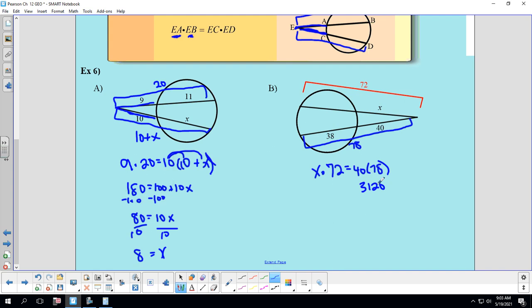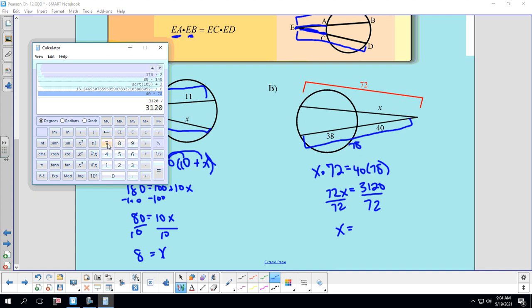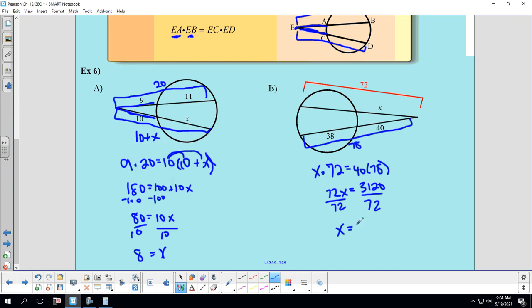3120 equal to 72x. Divide both sides by 72. And we get x is equal to 43.3.